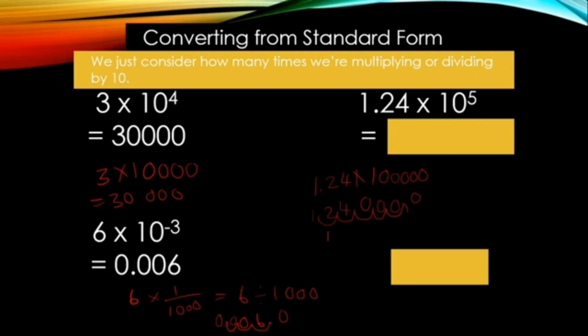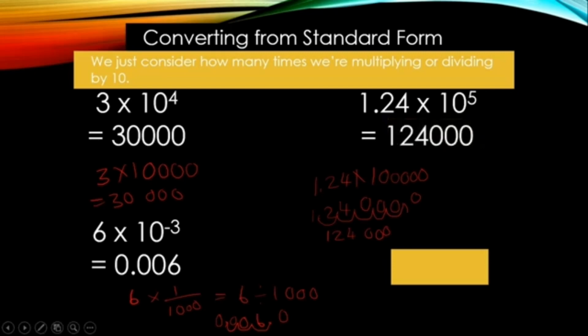So our number will be 124,000. Let's check if it is correct. Yes, it's 124,000. We're good to go. Let's look at the last one here. 1.01 times 10 to the power minus 1. Here again you can notice that the power is negative, and we're going to move to the left. So we're going to be dividing. So since the power is 1 but it is negative, we're going to move 1 place to the left.